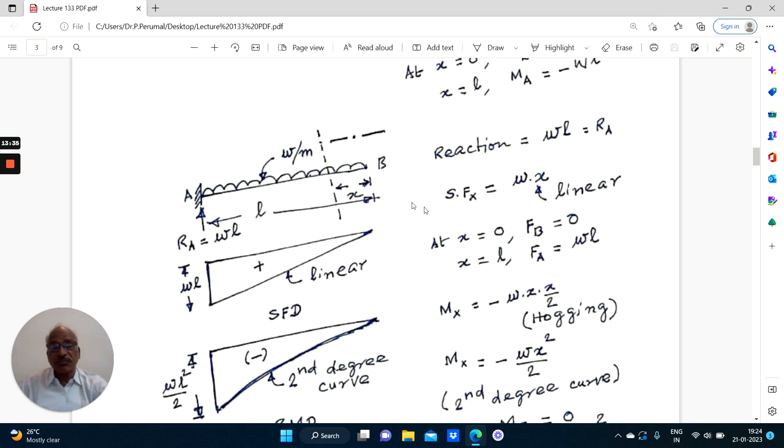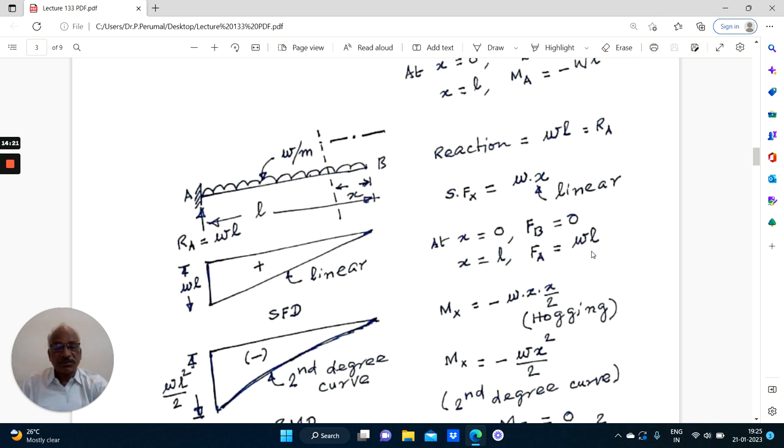Now coming to shear force, considering a section XX at a distance x from the free end, we know shear force is the algebraic sum of the vertical forces. We consider the forces from the free end towards the fixed end. So the shear force at section x equals W into x. This shows that the shear force diagram has a linear variation. When we substitute x equal to 0, that is at the free end, because x is measured from B towards A, F_B equals 0. When x equals L, F_A equals W into L.